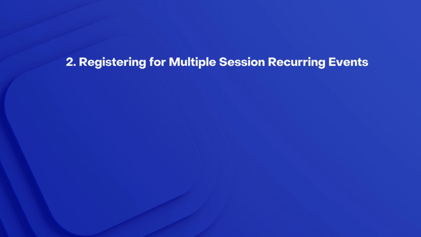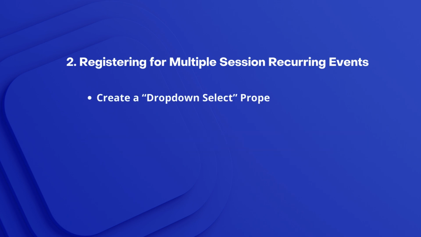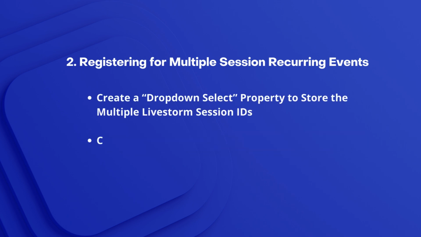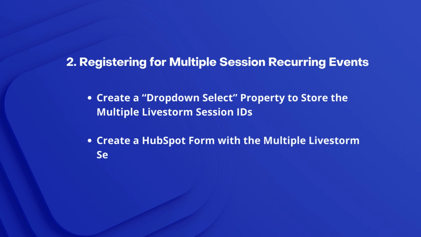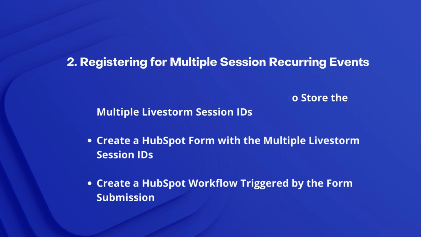Now, let's see how to register people for multiple session recurring events using a HubSpot registration form. You need to follow 3 steps. Create a custom drop-down select property to store the Livestorm session IDs, create a HubSpot form with the Livestorm session IDs, and create a HubSpot workflow triggered by the form submission.